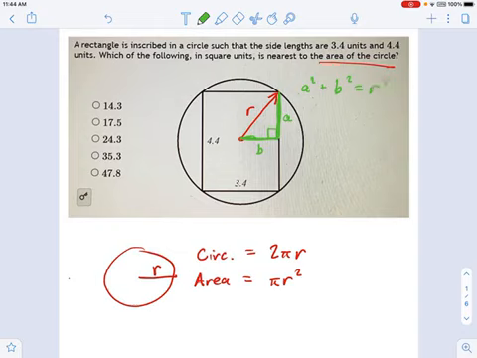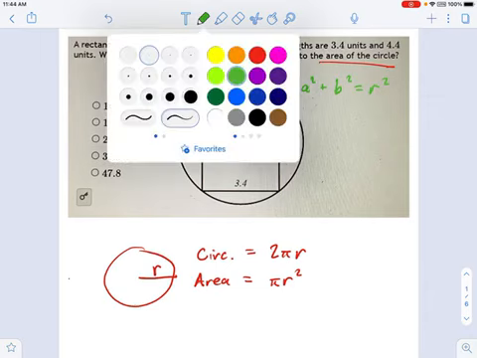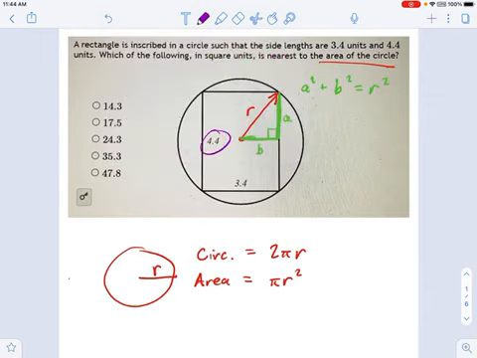Well, I actually know a and b. a is 1/2 of 4.4. So let's use that information we were given. This is going to be 4.4 divided by 2. That's my a value. And the b value is 3.4 divided by 2. I'm going to square that, and that will give me what r squared is.